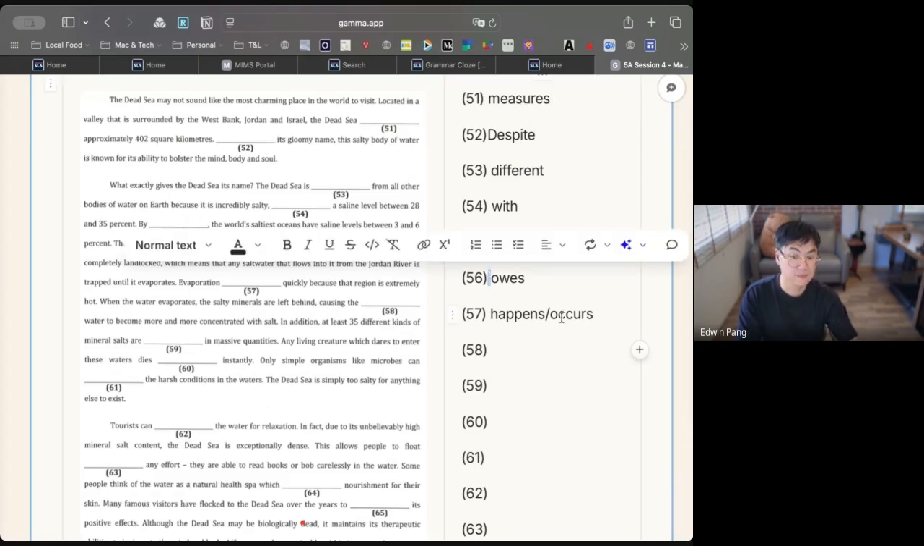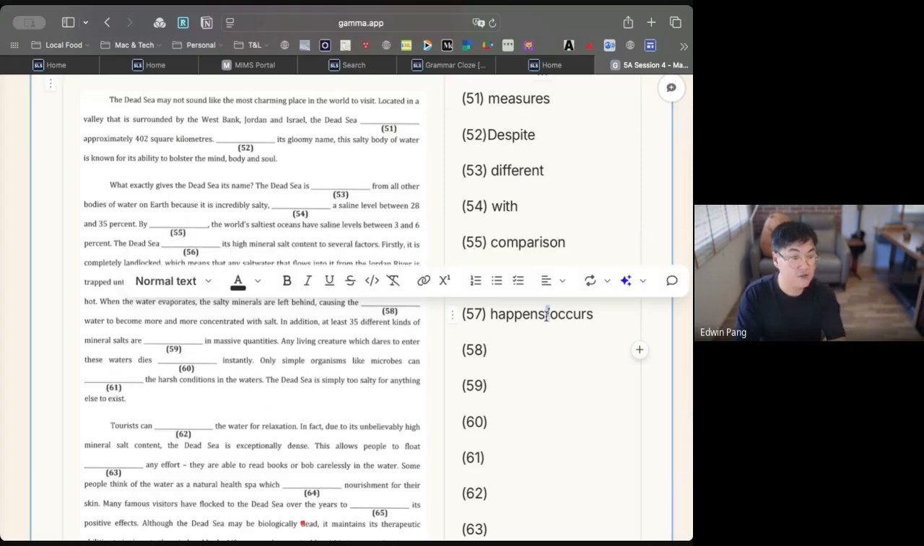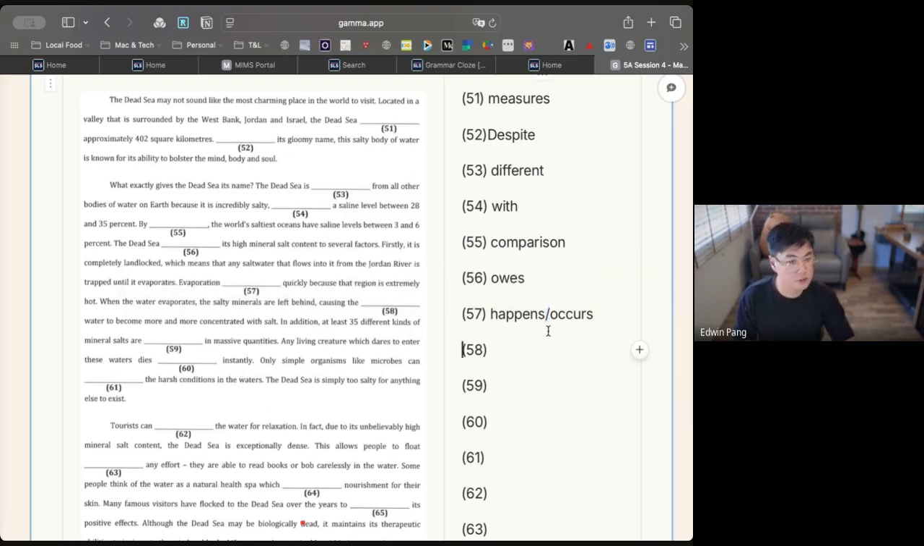Owes is a verb, happens is a verb. Can you see how many verbs there are already in these short five to six questions? Almost half of them are verbs. So always remember, verbs are very important. Pay close attention to verbs in any sentence because verbs carry tenses and verbs carry agreement, subject-verb agreement.